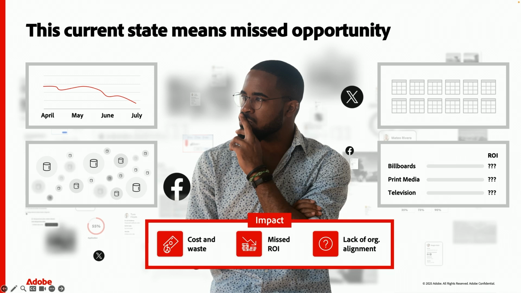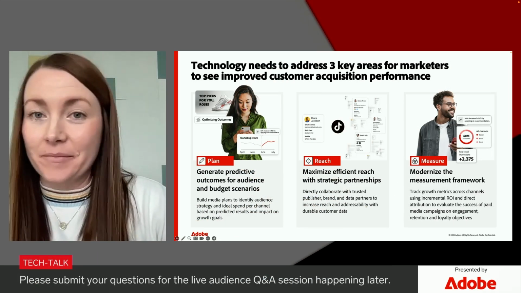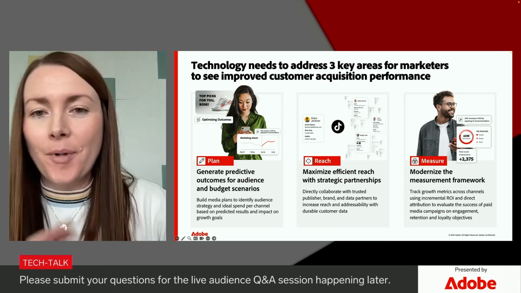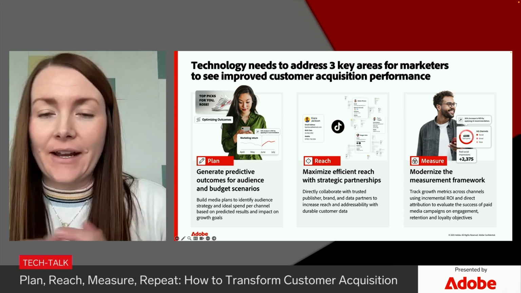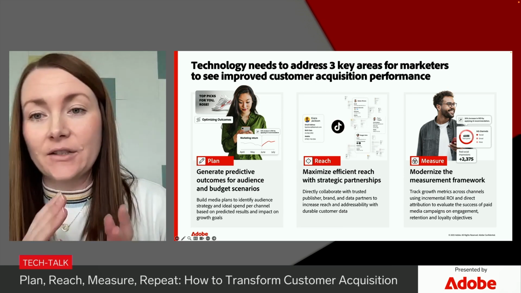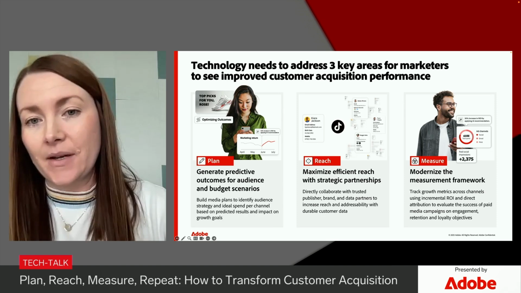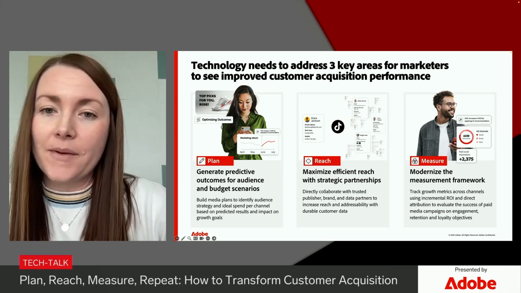So now that we've really unpacked what the challenges are that y'all are facing, and I'm sure we'll see in the survey in a little bit some of those things bubbling up to the top. But what do marketing organizations really need, right? They need technologies that address these three key areas of planning, reach, and measurement so that they can see an impact on customer acquisition and growth performance.